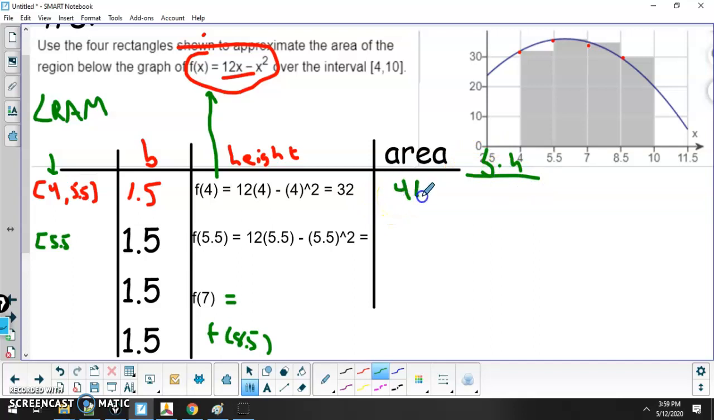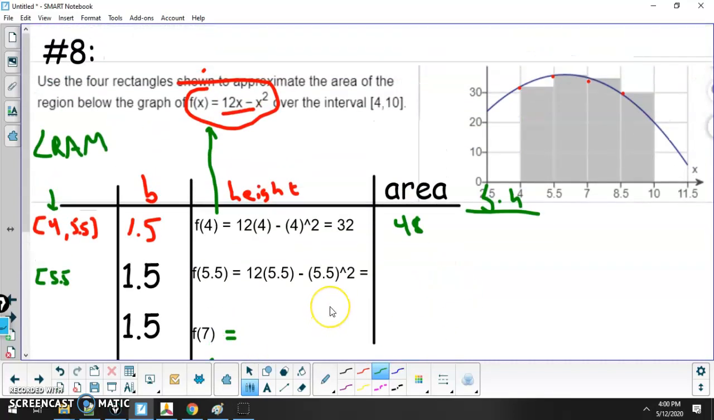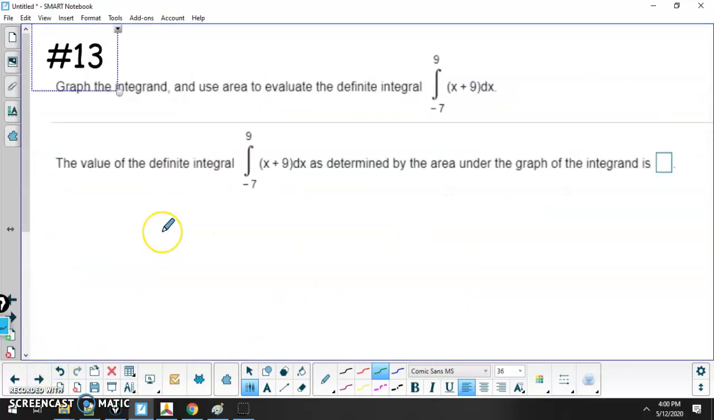So this one would be 48. I didn't do all these other ones. But, you know, sum them all up, and boom, there's your answer. Okay? So hopefully that's enough to help you with this one. Let's go on to another one here.